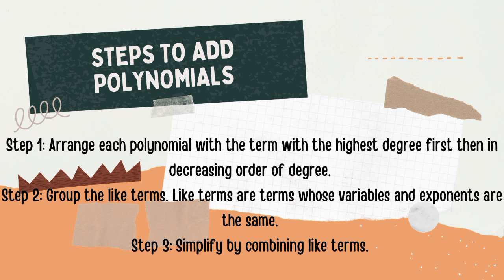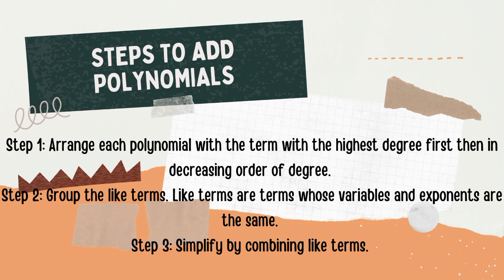And now we are on the steps to add polynomials. We have 3 steps. Step 1: Arrange each polynomial with the term with the highest degree first, then in decreasing order of degree. Step 2: Group the like terms. Like terms are terms whose variables and exponents are the same. And step 3: Simplify by combining like terms.